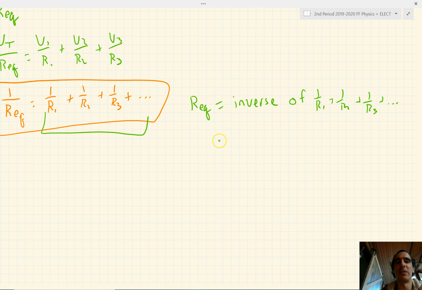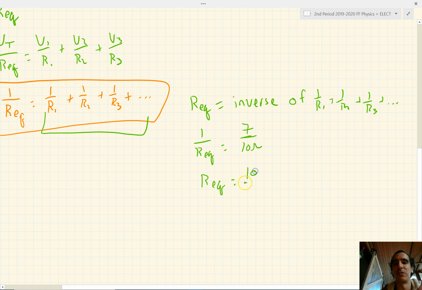So let's say you add up all your individual resistors, and you're left with 1 over Req is equal to 7 over 10 ohms. To get Req, all you have to do is take the inverse, which would give you 10 ohms over 7, or 10/7 ohms.